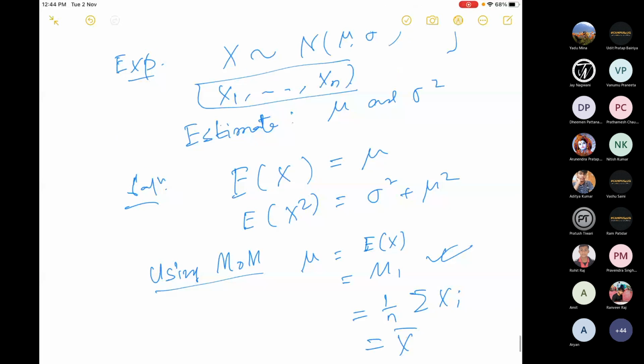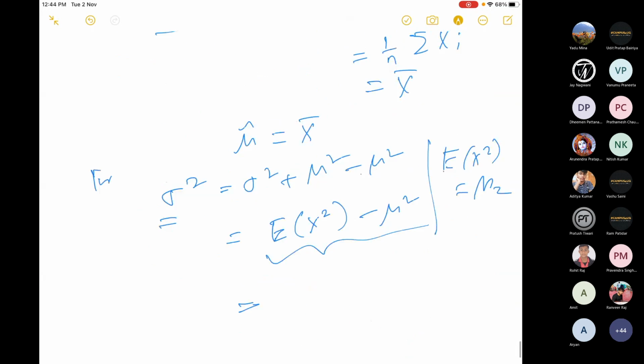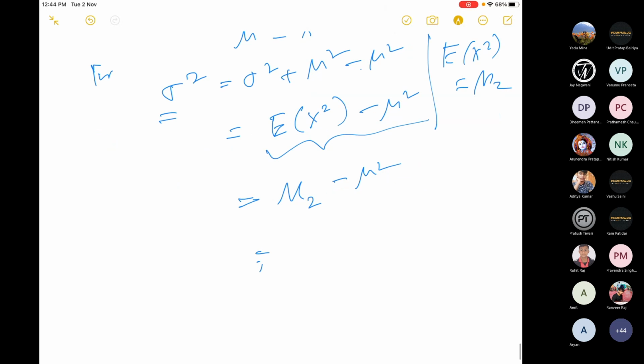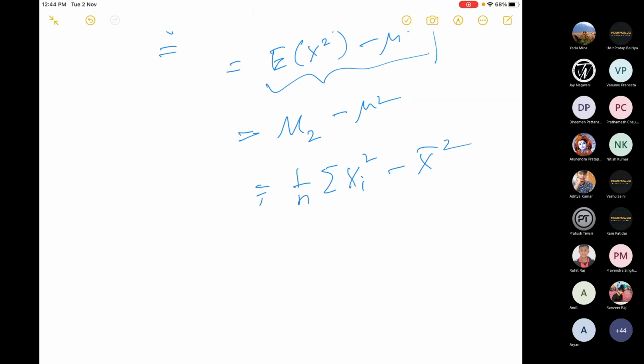Here I use the fact that to estimate mu, I use E[X] equal to M1. Now, in order to estimate sigma square, I am using E[X square] is equal to M2. And E[X square] equal to M2 means this is M2 minus mu square. But M2 is what? This is 1 by n sum over xi square minus x bar square for my sample. You can do some algebra and prove that this is exactly equal to this, but the calculation is long, so I'm not showing it to you.